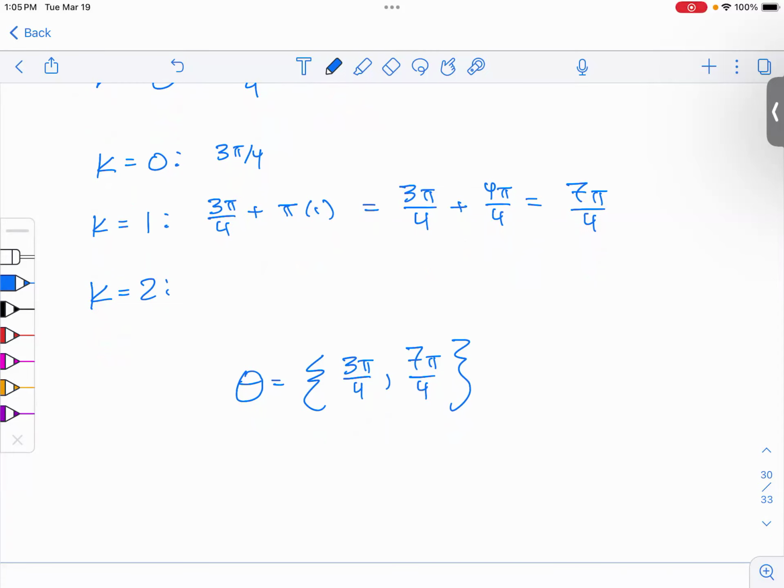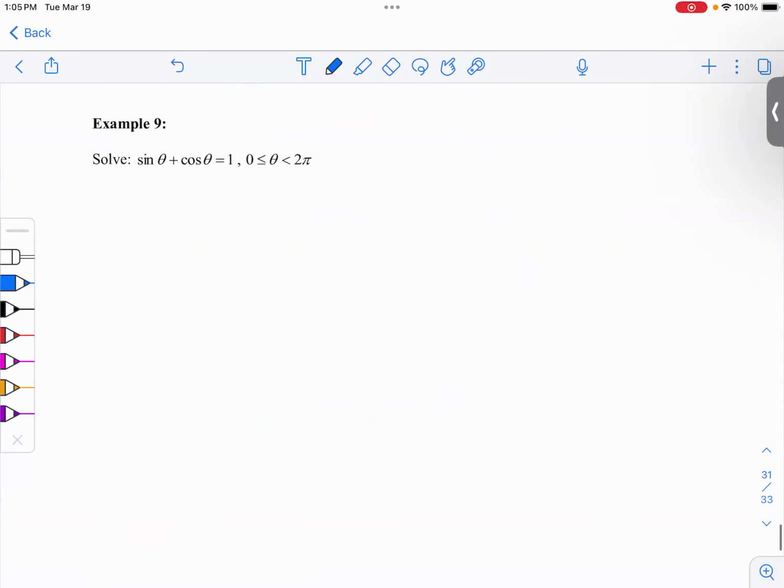Easy peasy, huh? All right, now we're going to do one that's really fun: sine theta plus cosine theta equals 1. There are multiple ways I could approach this. If I have sines plus cosines, does anything spring to mind?